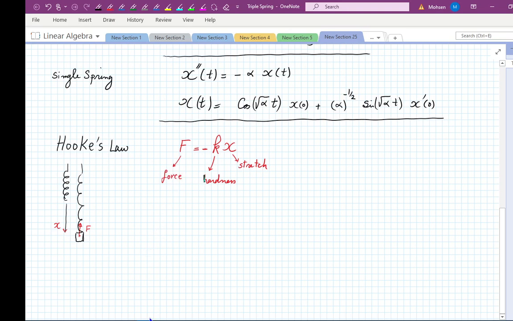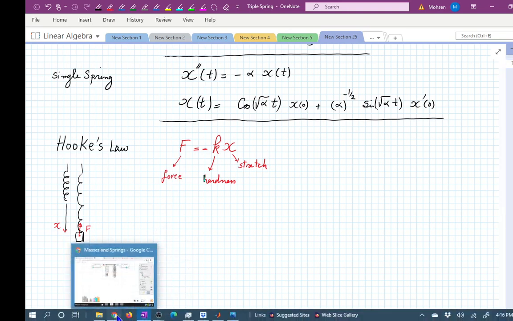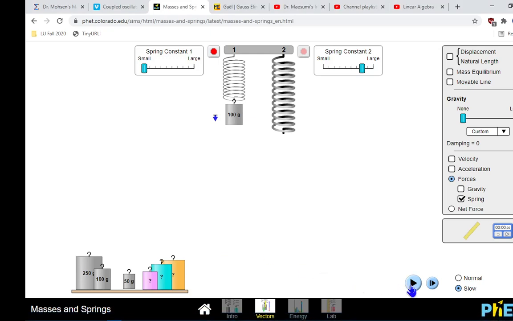Let's go, just while we have this, might as well play with it. You see the force is shown by this blue arrow. When you compress this spring, the force of the spring on the object is to push it down. If the object compresses more, the force is more. If the object is down, then the force is pulling it back up. You notice that the force is always opposite of displacement, and it's proportional to how much the spring has been stretched.